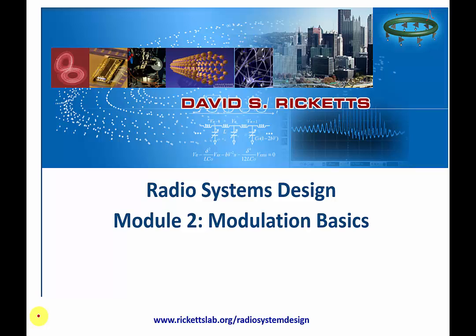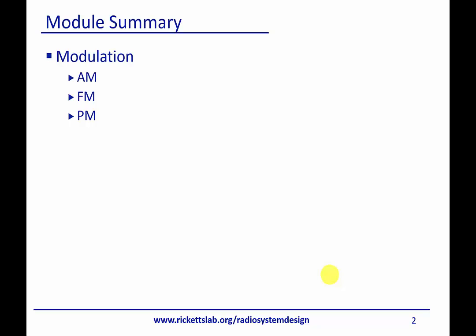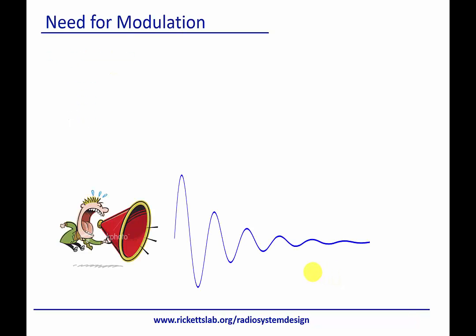Welcome to Module 2 of Radio System Design on Analog Modulation Basics. Today we're going to talk about the basic idea of AM, FM, and PM modulation. That's amplitude, frequency, and phase. We're just going to go over a very high, simplistic level just to make sure we're all on the same page before we get into talking about specific wireless systems.